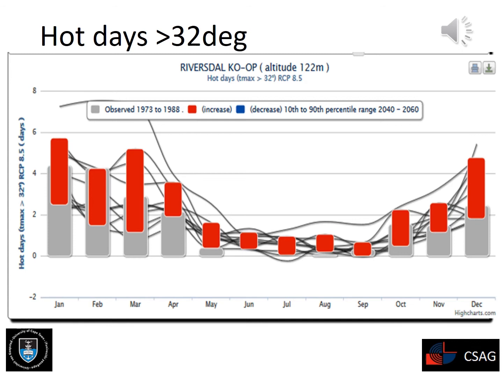Now the red bars show us what those increases are likely to be. None of the models are saying that the numbers of hot days are going to decrease, but all of the models say that the number of hot days is going to increase. So if we look at the growing season between April and October, we see that the number of hot days over 32 degrees is increasing by at least 1 day per month during that period. Now, this may or may not be a problem, but it's what the data is showing. So we need to be able to expect that.